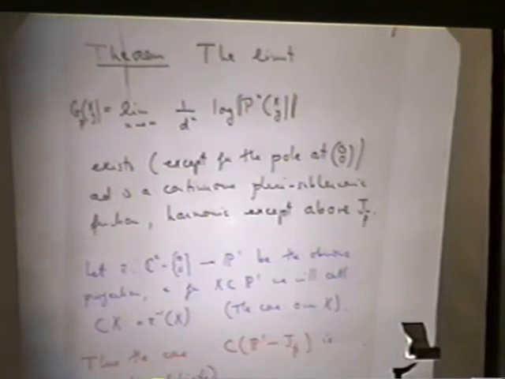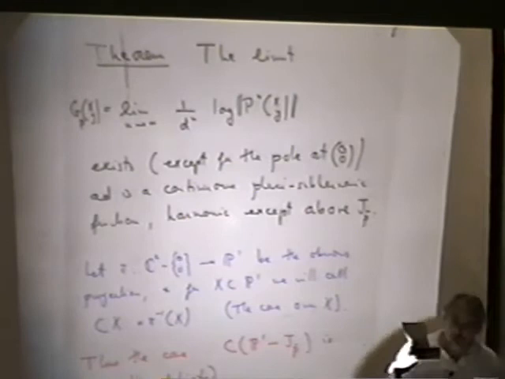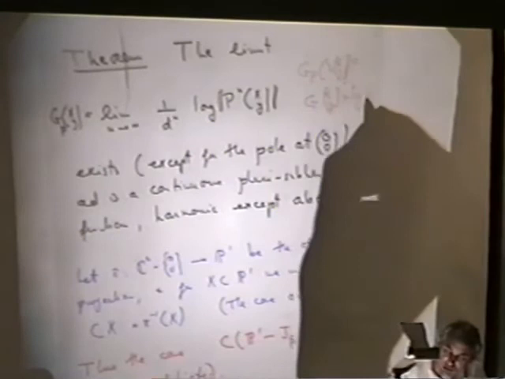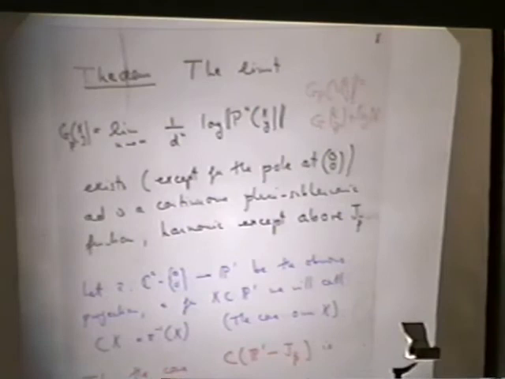And I noticed that I forgot to write something which I should have written here, which is G sub P of lambda xy is equal to G sub P of xy plus log lambda, to guarantee that this is really a one-dimensional object, not really a two-dimensional object. So this limit exists. It's a straightforward argument. And it's a continuous plurisubharmonic function except for its logarithmic pole at zero. And it's harmonic except above the Julia set.